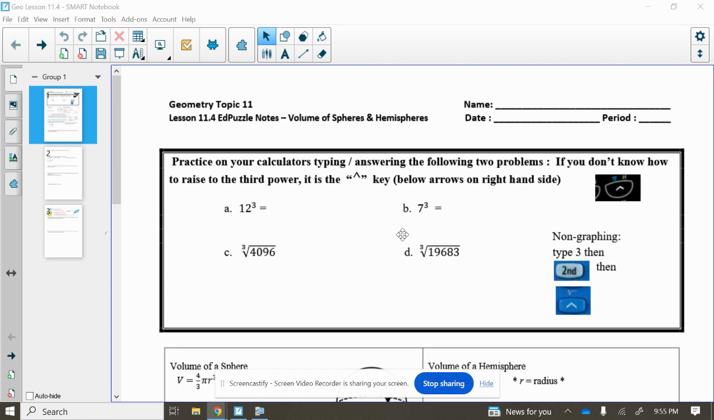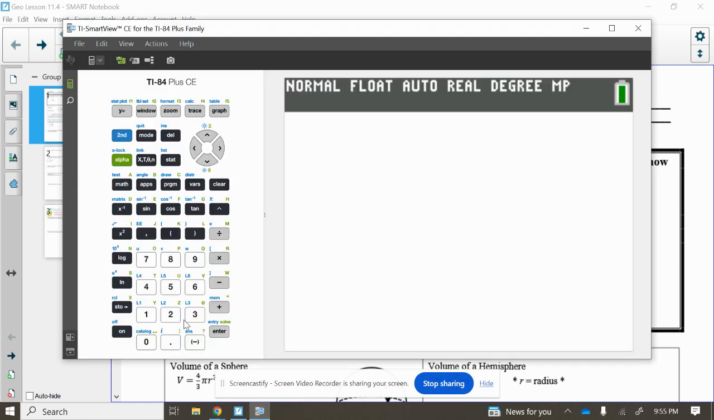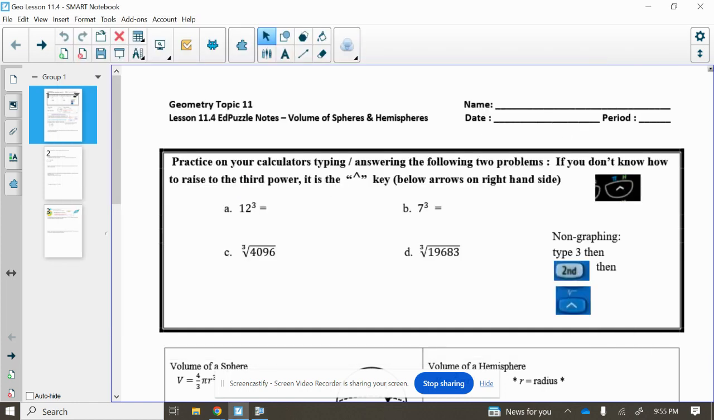So before we get started, I want to talk to you about typing into your calculator things to the third power. A reminder, in order to type something to the third power, we want to use this little caret icon. And we could type to the third so that we would get our answer here of 1728 for that value. Have a try at one on your own.